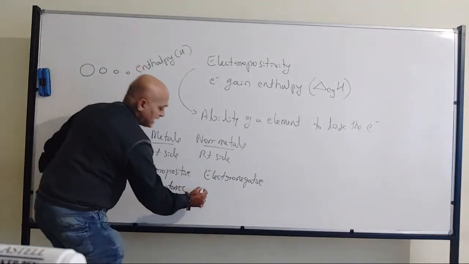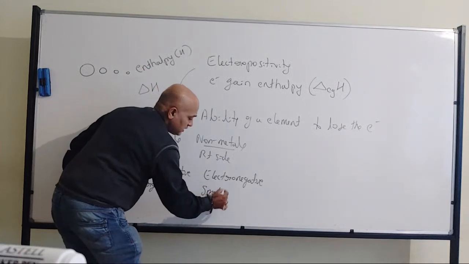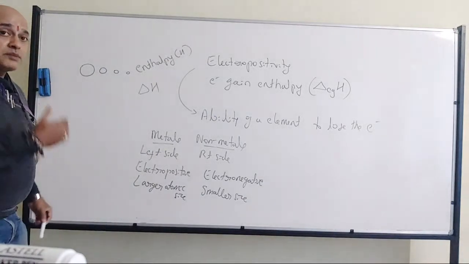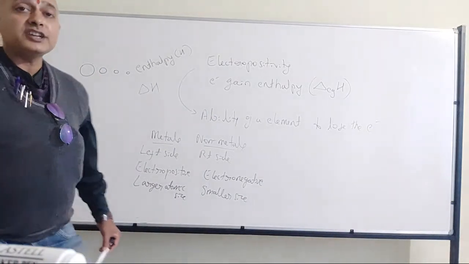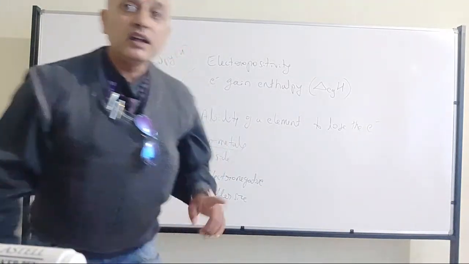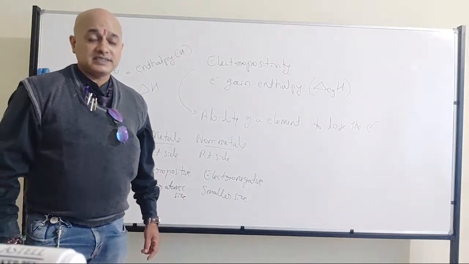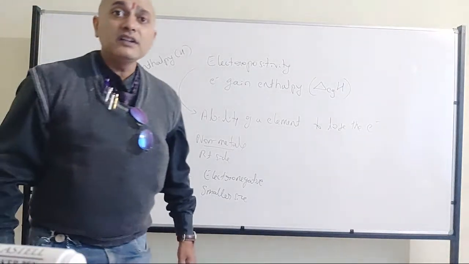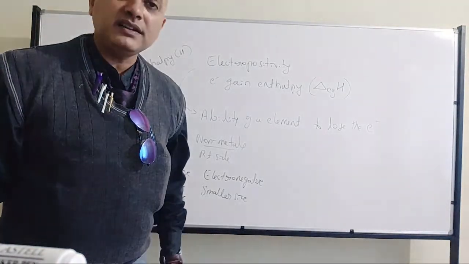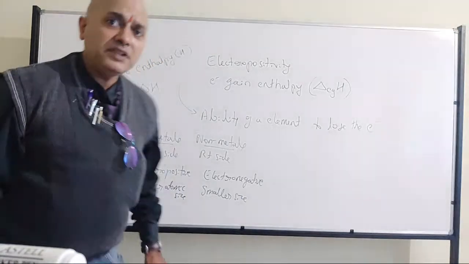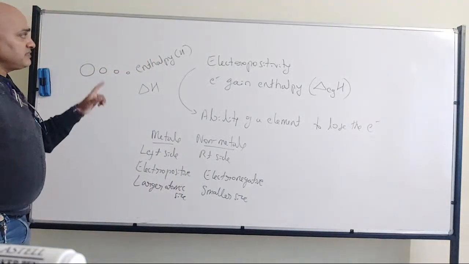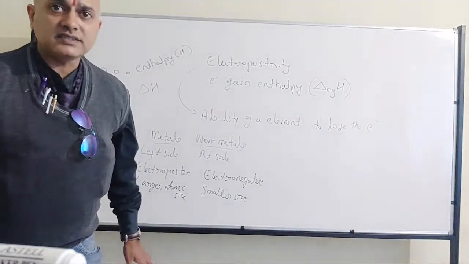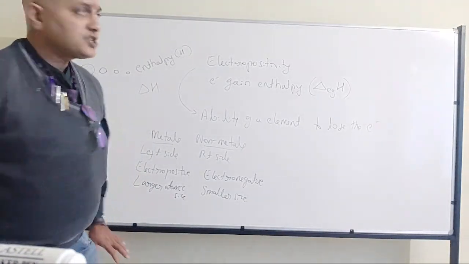So now, naturally they should be smaller in size. Why? Because when you are moving in the rightward direction in the periodic table, atomic size is going to decrease. So therefore, non-metals will always be smaller in size compared to the metals. All of you have understood? So that's what we discussed with respect to electropositivity in the last class. Fine?